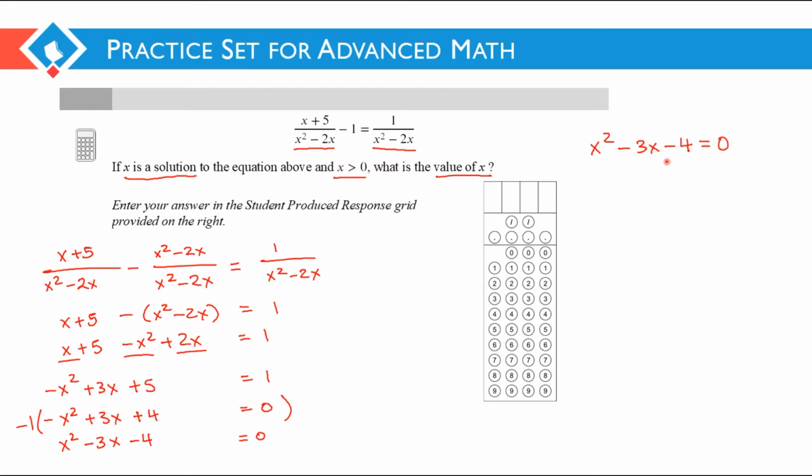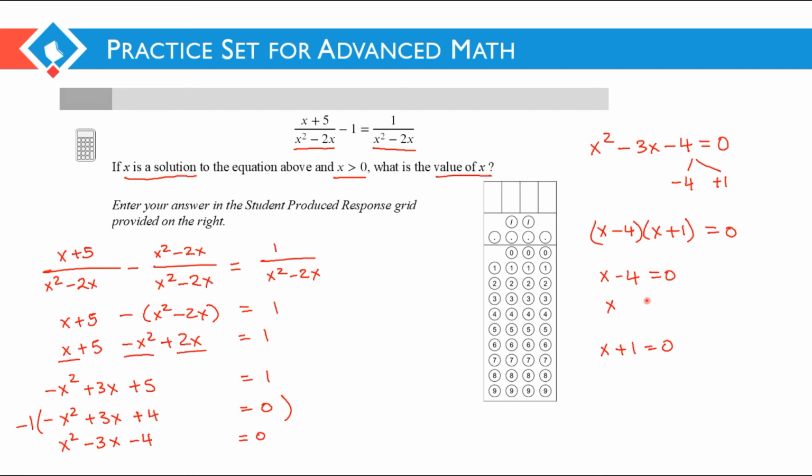And then you need to find two numbers that multiply to give me -4, but add to give me -3. And that's going to be -4 and positive 1. So I can use these two numbers. And so in this case, my factored solution is going to look like this. (x minus 4)(x plus 1) is equal to 0. And I can set each of these individually equal to 0. So x minus 4 is equal to 0. And x plus 1 is equal to 0.